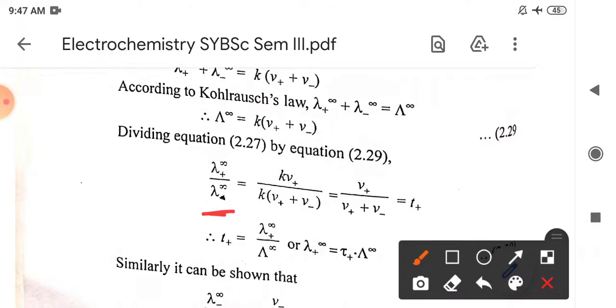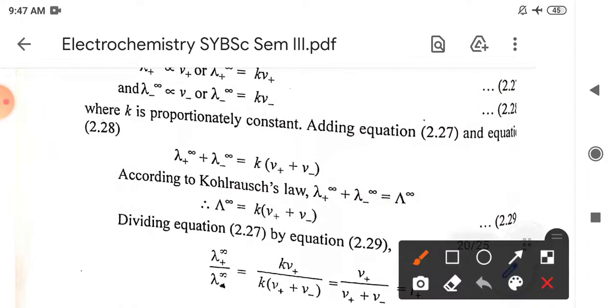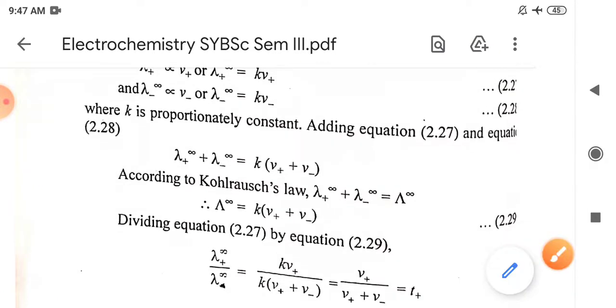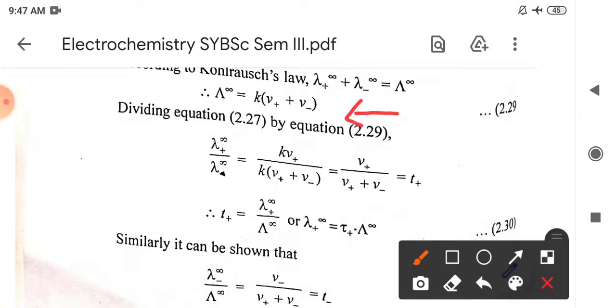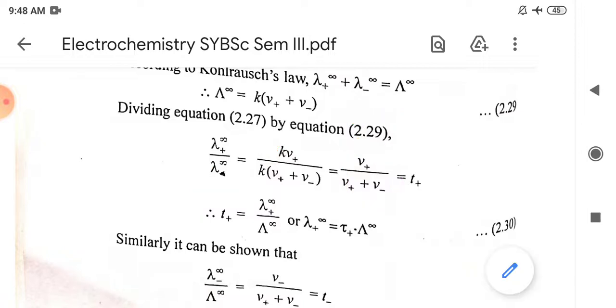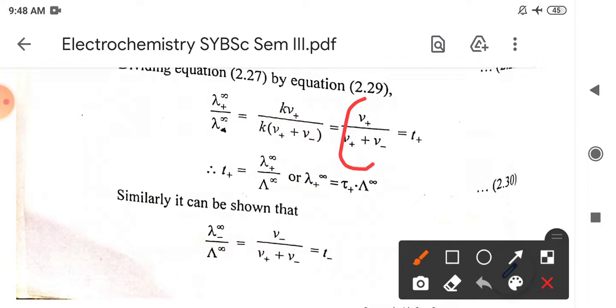So just divide these two equations, equation number 2.27 and the other one. Dividing the two equations, lambda plus upon lambda naught is equal to k v plus upon k into v plus plus v minus. So k cancels out, and we are left with v plus upon v plus plus v minus, that is the total velocity. It is what we have already seen, this is equal to the transport number of the cation.